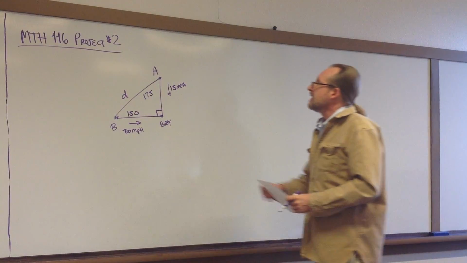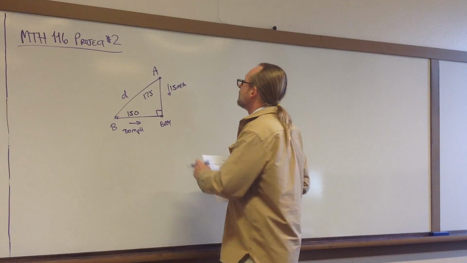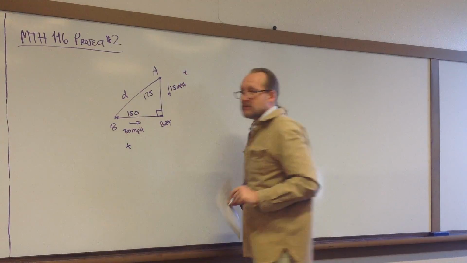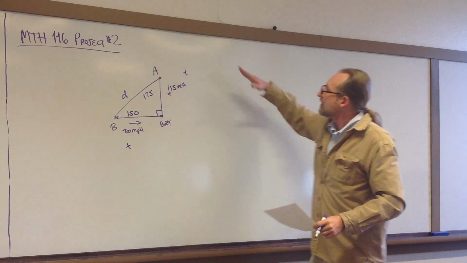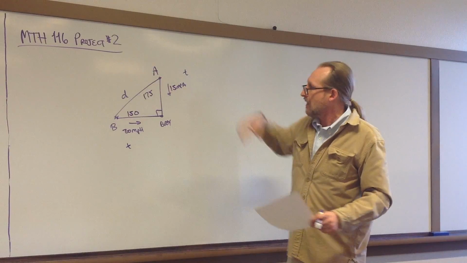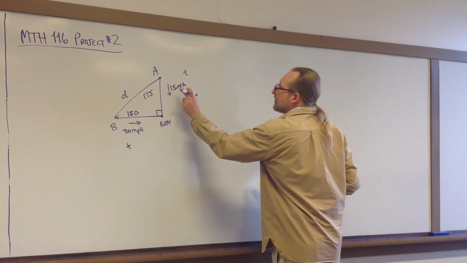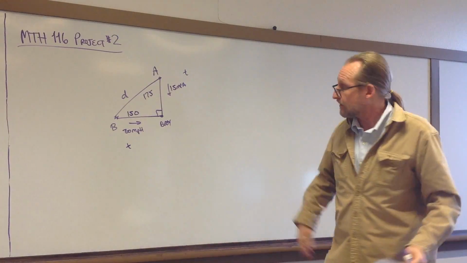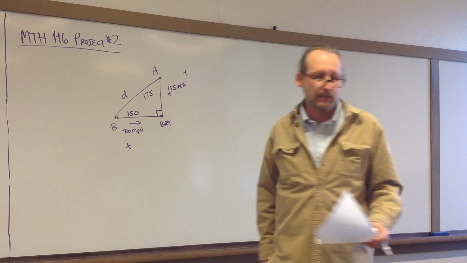Right, represent this side in terms of t, represent this side in terms of t, and then you can say this squared plus this squared equals d squared, where d is going to be the square root of this squared plus this squared. Okay, so that's part A, the distance. We want to represent that distance.